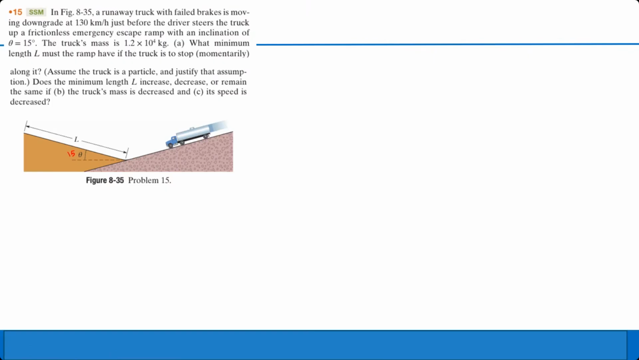Assume that the truck is a particle. Justify this assumption. So we're looking for the minimum length of this ramp such that the truck would stop at its end. I'll name this point F, and I want the speed at F to be 0. I'm looking for the length, and that is actually the distance covered at F, if anything. That's what we want.